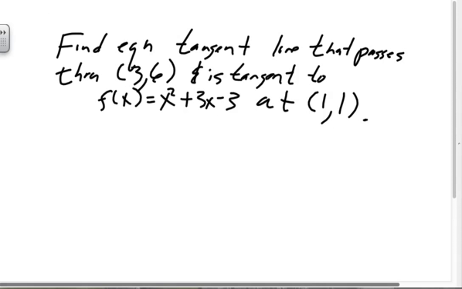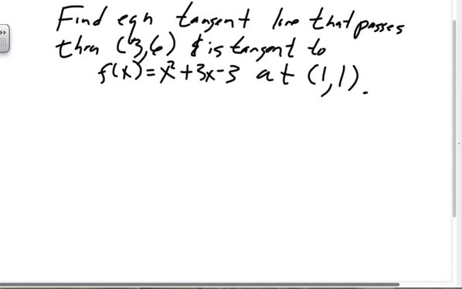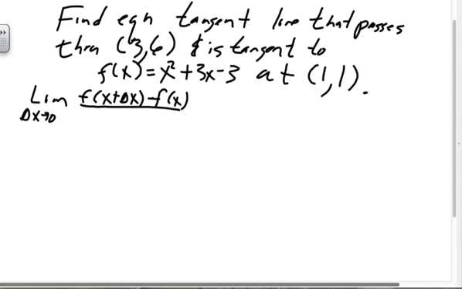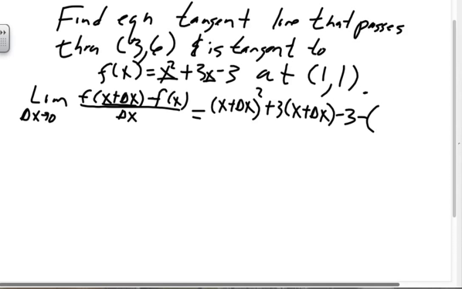of the tangent line, which means we need to find the derivative. So we're going to use the limit definition of this. So the limit as delta x goes to 0 of f of x plus delta x minus f of x over delta x. And so now I just put this in where I've got an x here. So I'm going to have x plus delta x squared plus 3 times x plus delta x minus 3 minus my original function. That gives me x squared plus 3x minus 3, all over delta x.